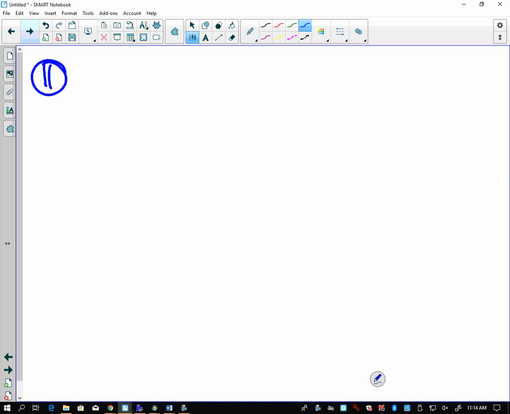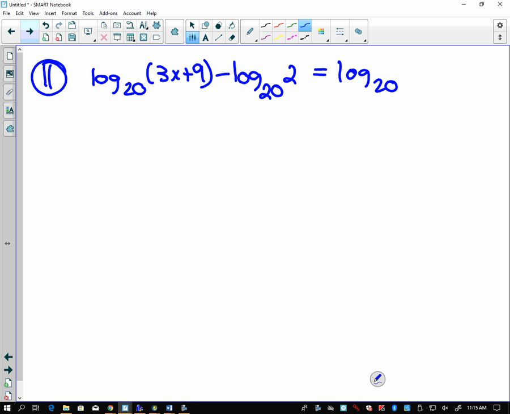Number 11. Okay, we've got log base 20 of 3x plus 9 minus log base 20 of 2. That looks good, at least we're keeping everything in log base 20, equals log base 20 of 12. What do we notice about all our logs? All have the same base of 20, which means I can combine them, right? What does subtraction become? Division. As I get rid of the logs, it becomes division.